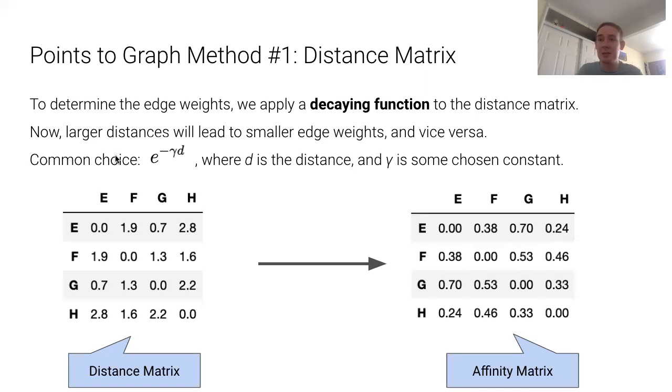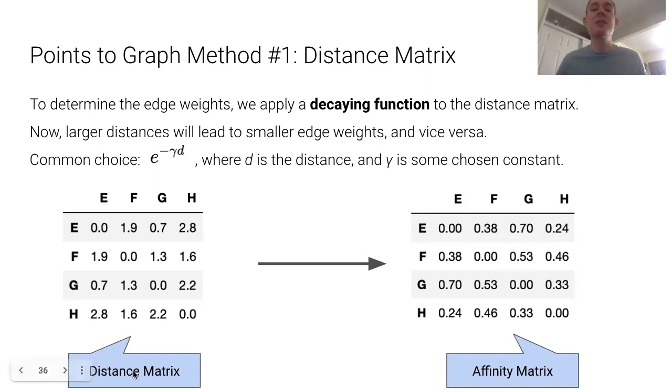A common choice, I think this is the default in sklearn, I'm not sure, is to do e to the negative gamma d, where d is the distance and gamma is just some constant that you choose. It's almost like a hyperparameter. If you just do e to the negative d, then maybe that's too strong or too weak of an inversion. So you can adjust that with this gamma hyperparameter. But don't worry too much about it.